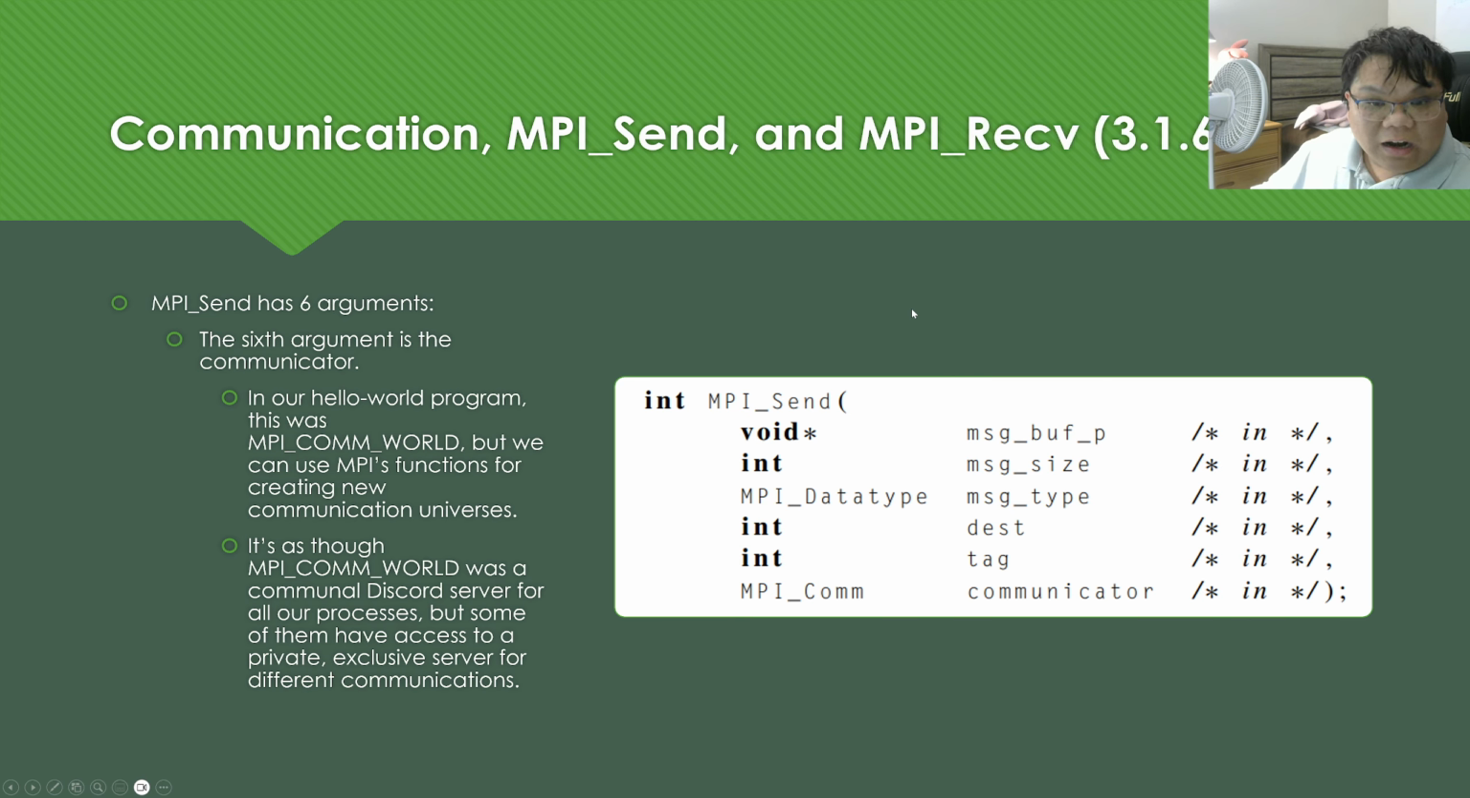The sixth argument is going to be the communicator. For our purposes, just pass in MPI com world. Think of MPI com world as a communal Discord server and other communicators as other servers where different processes have different accesses to those different servers. That's the best analogy I can come up with how communicators work.